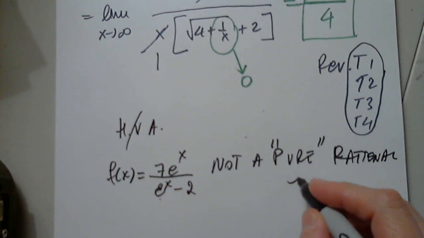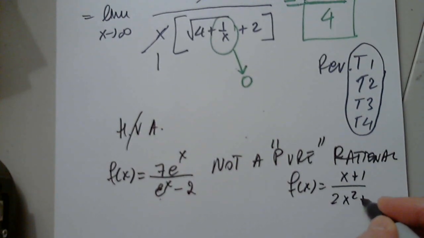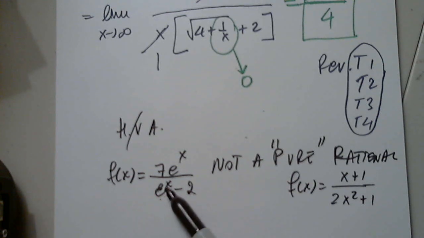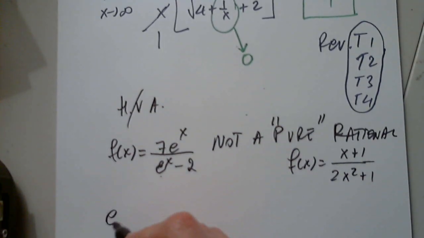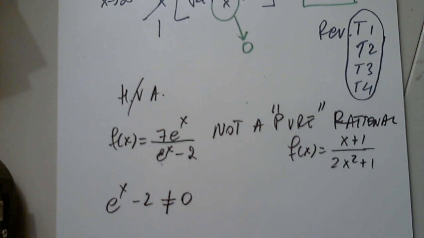Not pure. A pure rational function would be a polynomial over another polynomial. This is not a polynomial, and this is not a polynomial. But still the same rules apply. e to the x minus 2 cannot equal 0. e to the x equals 2.